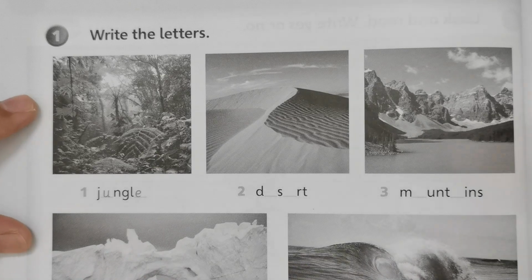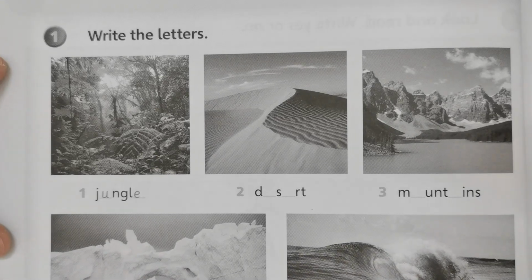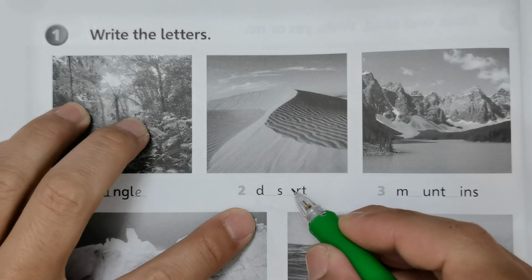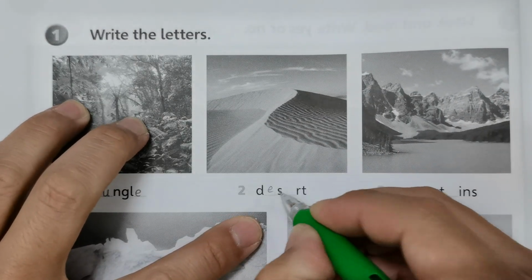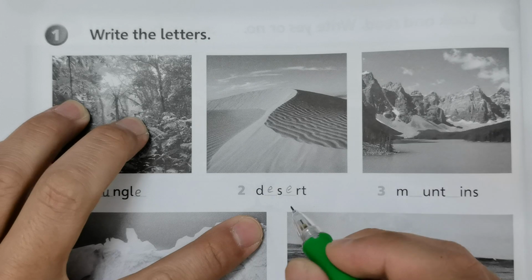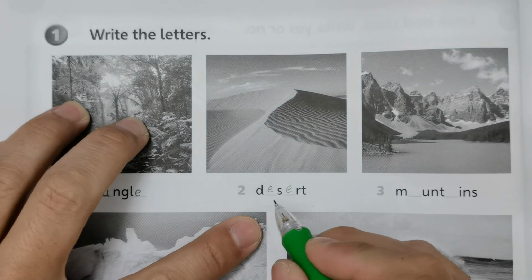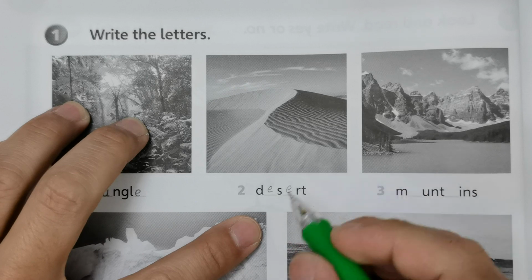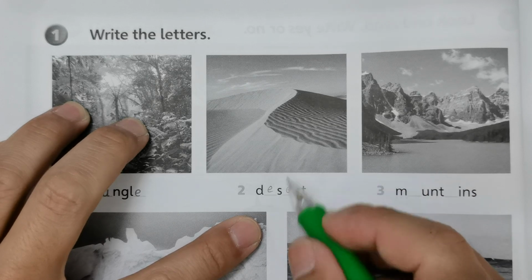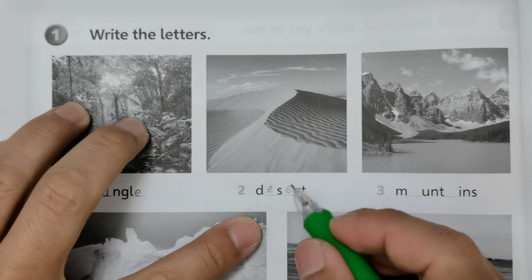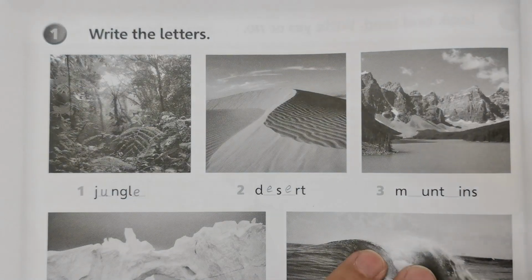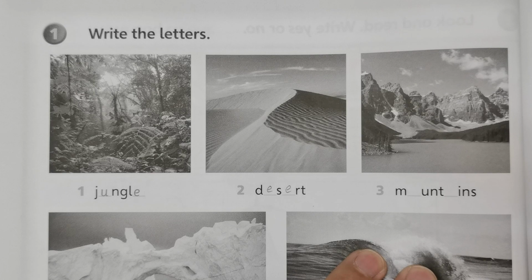So number 1, jungle. So already given answer. And then we have number 2, desert. So D-E-S-E-R-T. So don't confuse with other desert. So it's double S. So this is a place, geography or habitats for some animals. So desert. And then we have number 3, mountains.